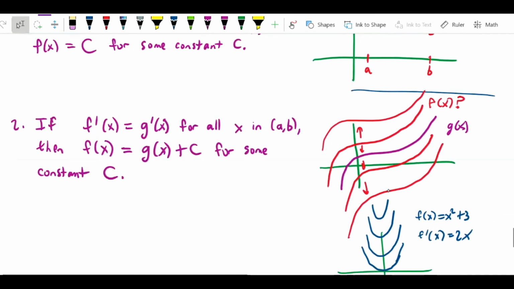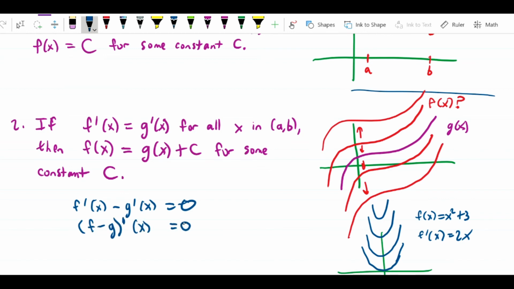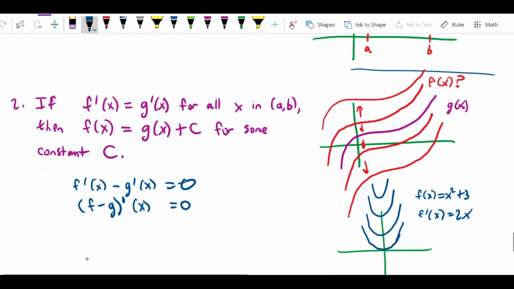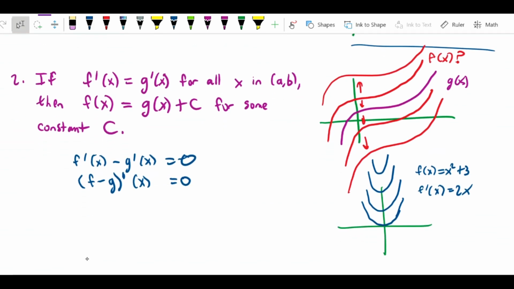The proof of that goes something like this. If I take the statement that f prime of x equals g prime of x, then that means f prime of x minus g prime of x must equal 0. That means that (f minus g) prime of x is equal to 0. What's the difference here? Instead of taking one function minus another, I'm forming a new function, f minus g, and that function has a derivative of 0.